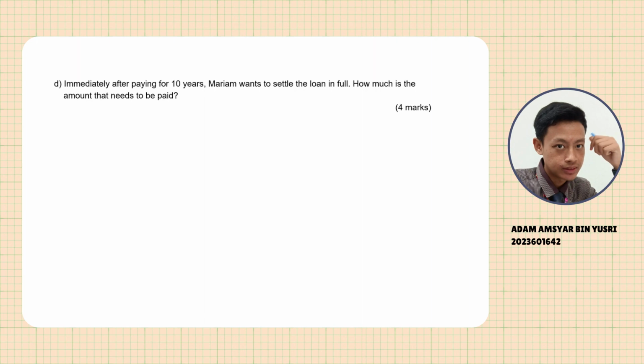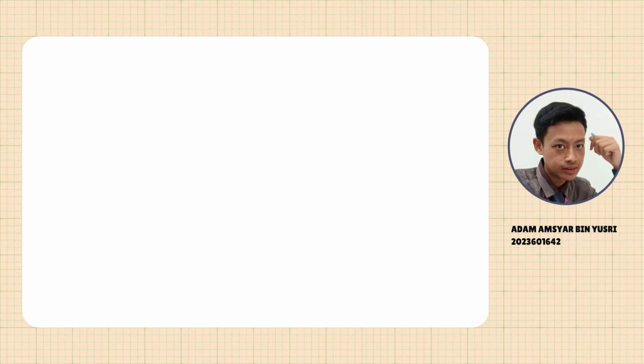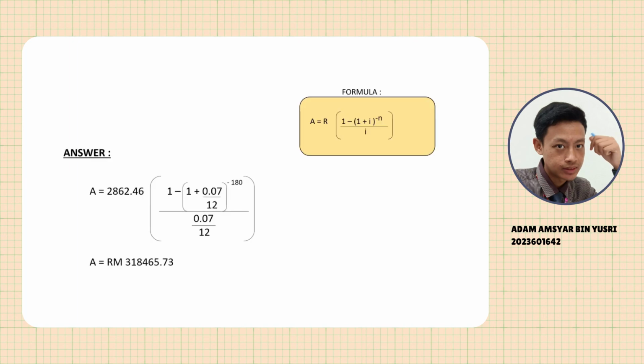For question D, immediately after paying for 10 years, Mariam wants to settle the loan in full. How much is the amount that needs to be paid? For this question, we use the balance of payment. Firstly, we must find the balance of payments. Balance of payments equals N minus open bracket M multiplied by T close bracket. Substituting these values in the formula, we get 300 minus open bracket 12 multiplied by 10 close bracket. Settle the bracket first, and we get 120. 300 minus 120, and we get 180. After that, we use the formula.